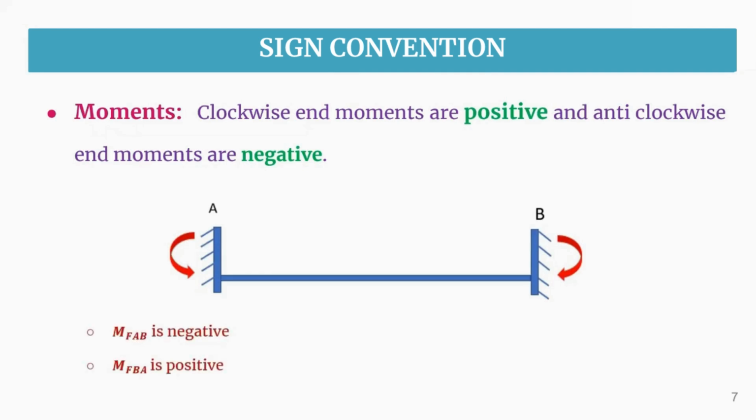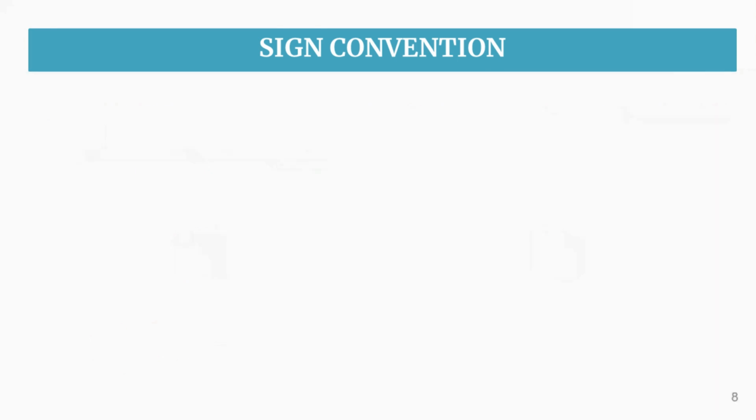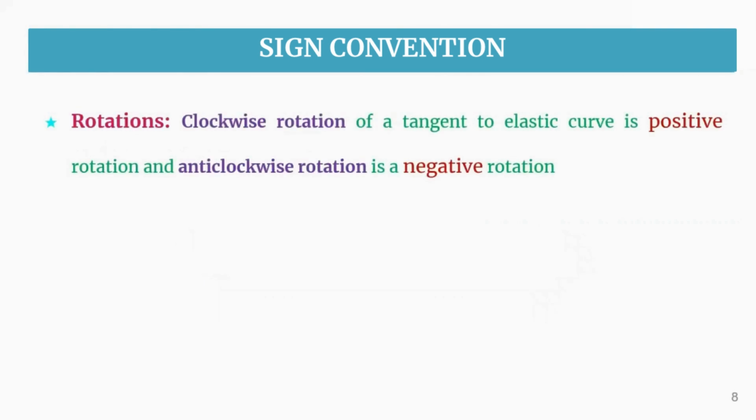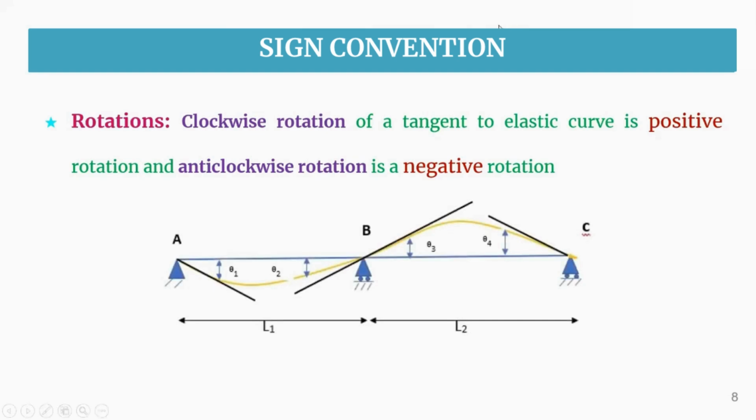So MFAB is negative and MFBA is positive. Coming to the next sign convention, the second one, it is related to the rotations. Clockwise rotation of a tangent to the elastic curve is considered positive, and anti-clockwise rotation is a negative rotation. And here in this beam, you can see there is an elastic curve for AB downward and BC also upward.